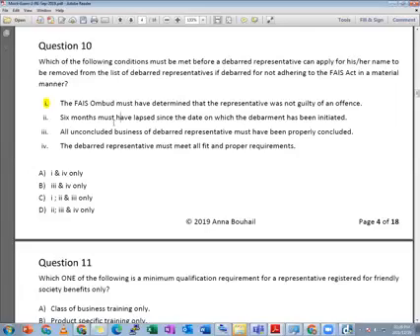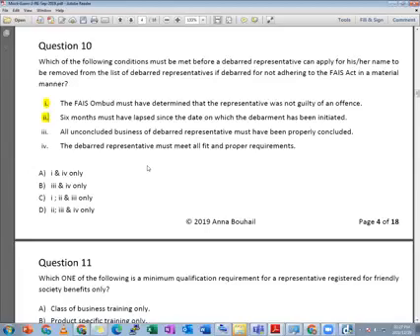No, it's 1 year. It's a 1 year rehabilitation period, and all unconcluded business of the bond representative must have been properly concluded. So before they debar you, they have to make sure that all unconcluded business that you were doing is properly concluded so that your debarment does not affect clients.